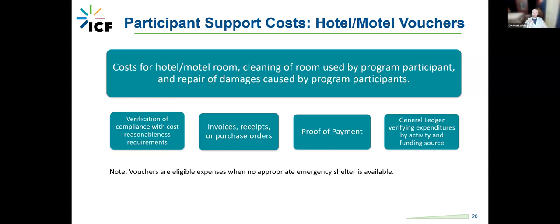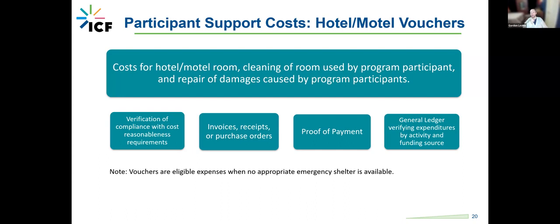You need some demonstration that a cost was incurred, an invoice, a receipt, or a purchase order. You need proof of payment, some demonstration that money went out the door, and your general ledger needs to back up that the expenditure was ultimately billed to the right place, down to the funding, the activity, and the funding source levels. Note that vouchers are eligible expenses only when no appropriate emergency shelter is available.